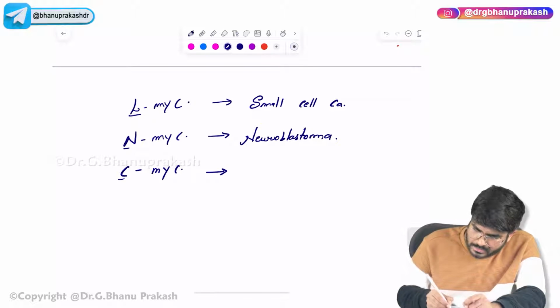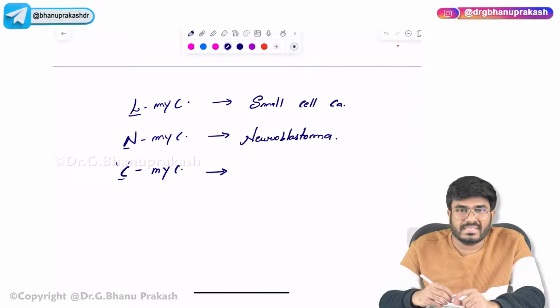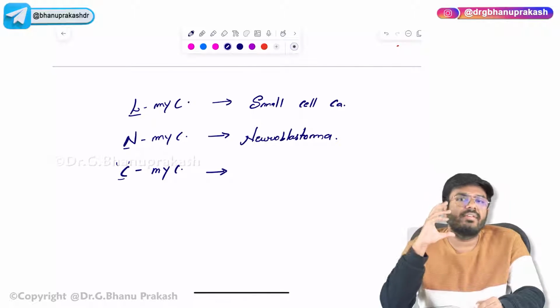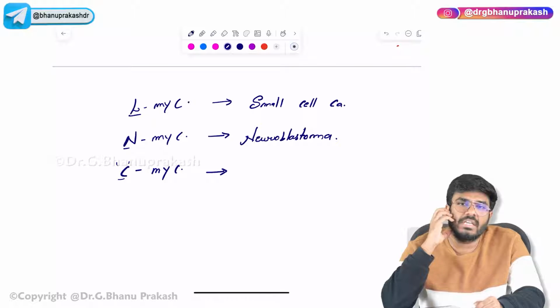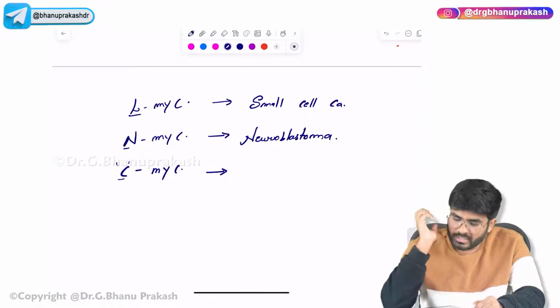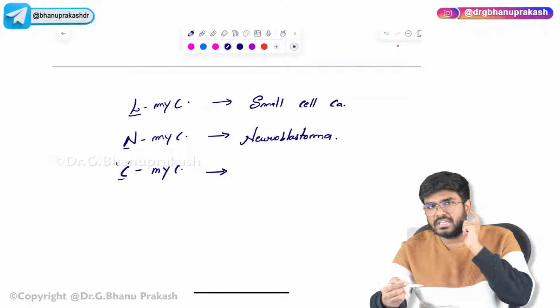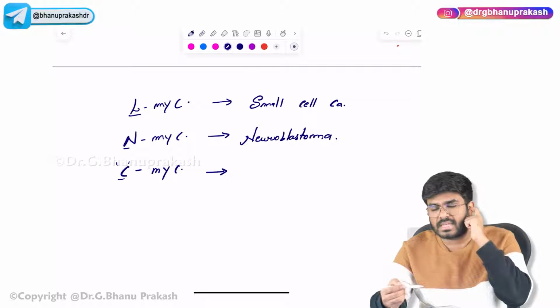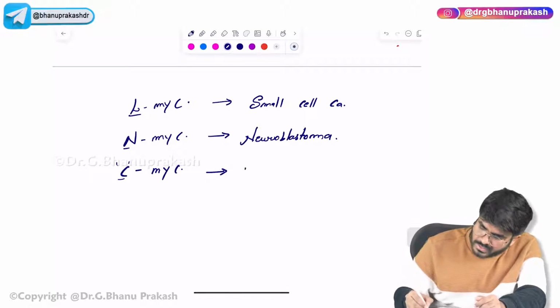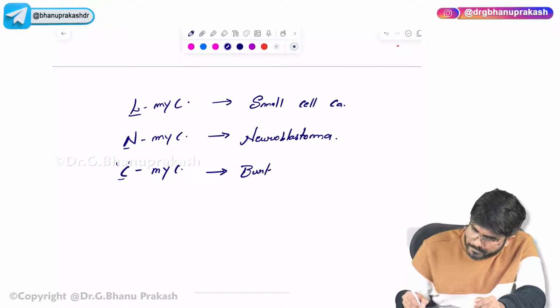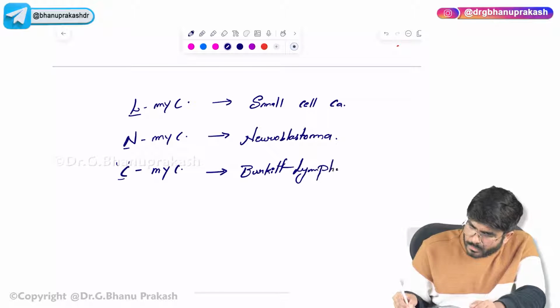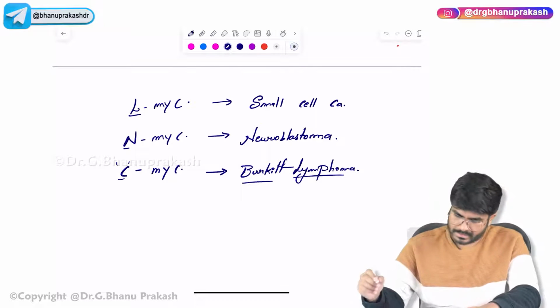And CMYC, so I always remember C for cheek. There is this African child where the cheek is going to be enlarged with a lymph node. What is this? It's actually lymphoma, so it's actually cancer. That's called Burkitt lymphoma. In Burkitt lymphoma, CMYC amplification is going to be seen.